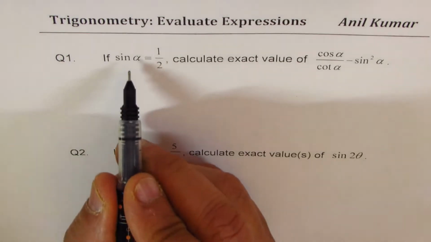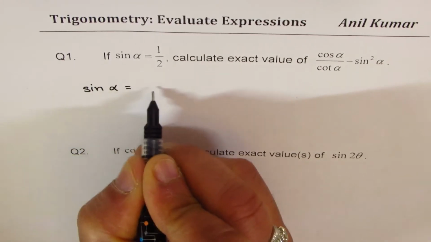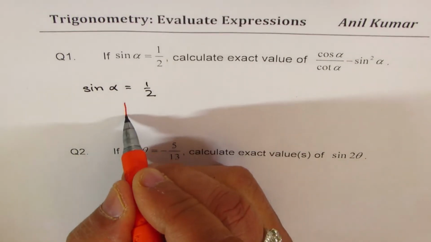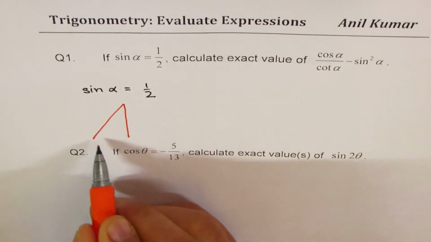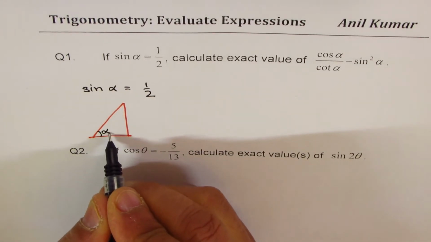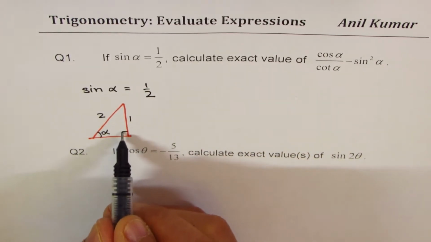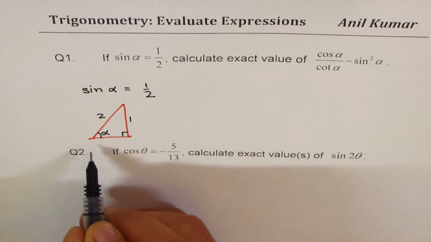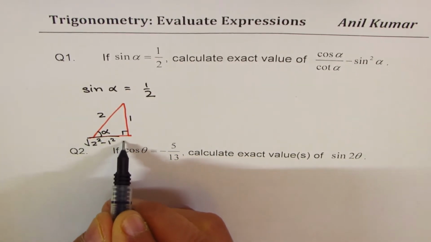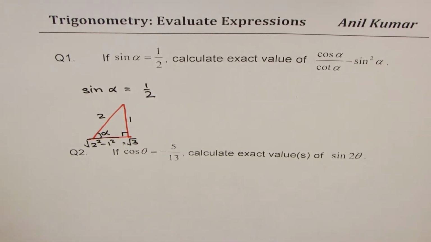Now we are given sin alpha equals a half. So let's see how to solve these kinds of questions. If sin alpha is a half, we can make a right triangle here, and let this angle be alpha. Sine is opposite over hypotenuse. So we know these two sides of this triangle. The third side is square root of 2 square minus 1 square, square root of 4 minus 1, which is square root of 3.